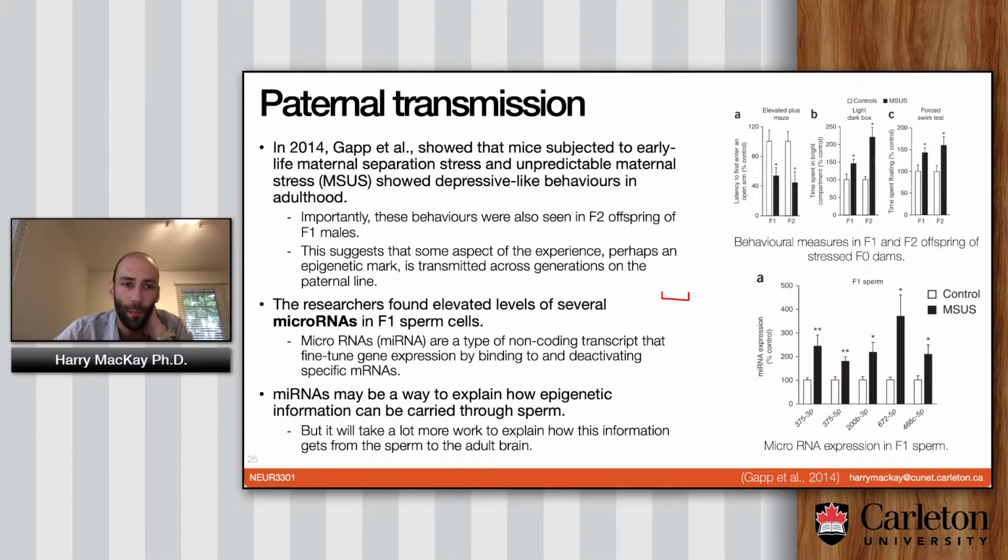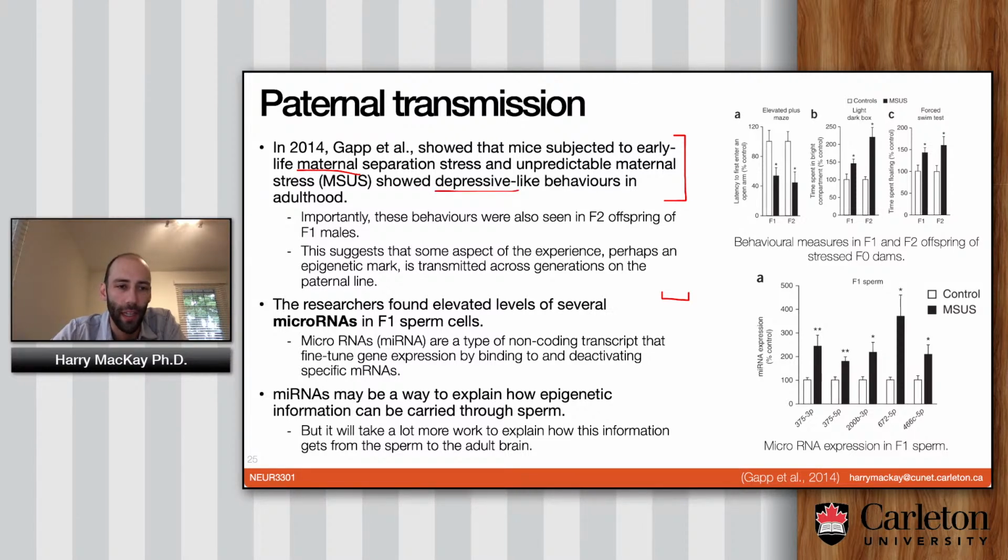And anyway, so in 2014, Gapp and company showed that mice that were exposed to early life maternal separation, which is a very good way to stress out newborn mice, by taking them away from their mom for a little while, and unpredictable maternal stress. So you take the pups away and then you stress the mom out by shaking her cage and doing all kinds of horrible things. Those pups grew up to have depressive-like behaviors in adulthood.